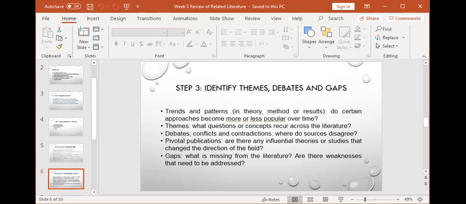Okay? Next, themes. What questions or concepts recur across the literature? Ano bla permi ang ara? Golpeada bla na dula? Debates, conflicts, and contradictions. Where do sources disagree? Pivotal publications. Are there any influential theories or studies that change the direction of the field? Pakato na bla or hindi?